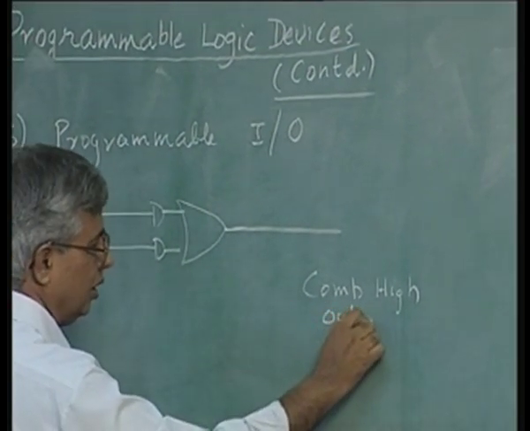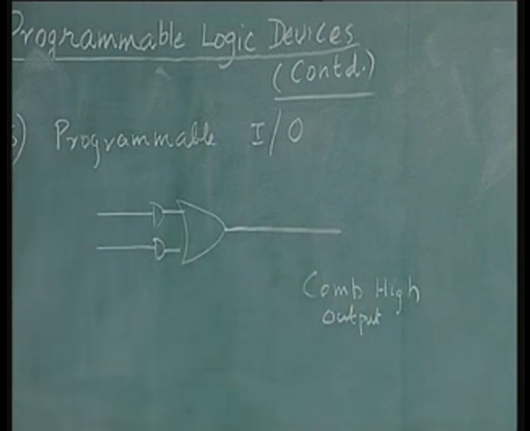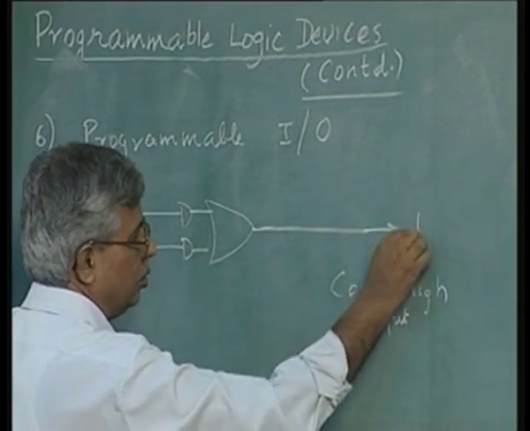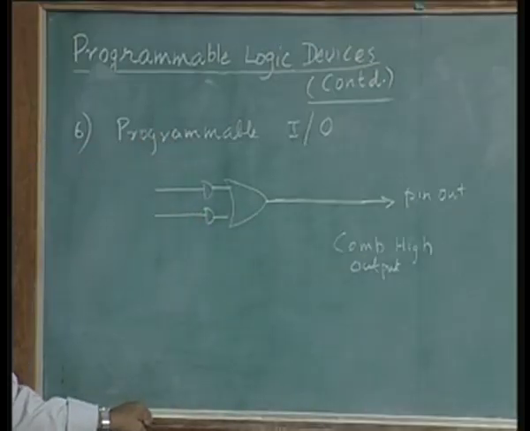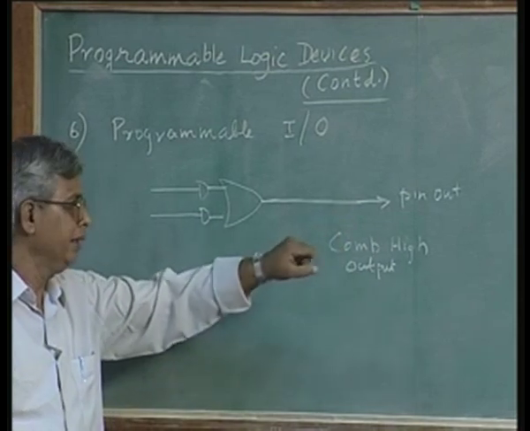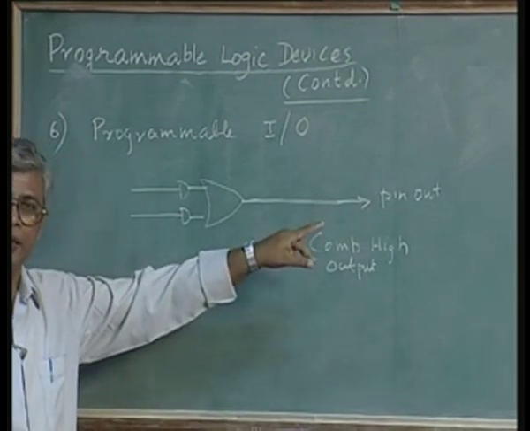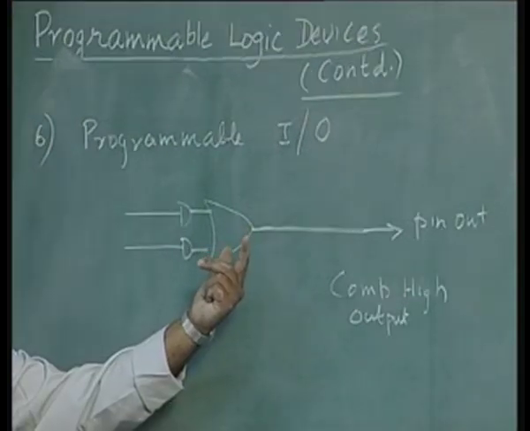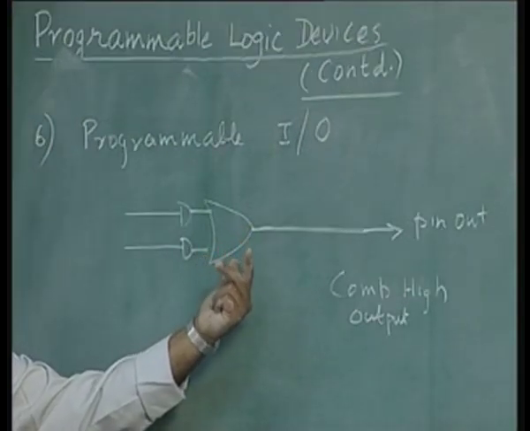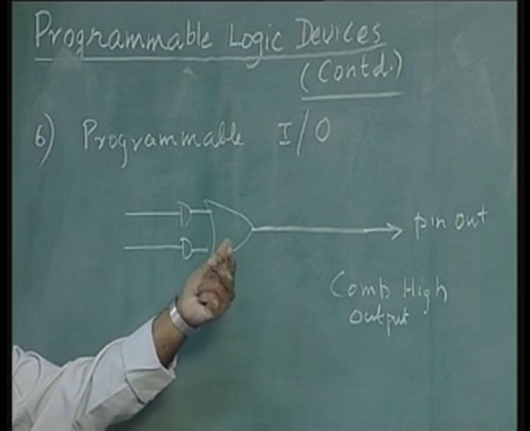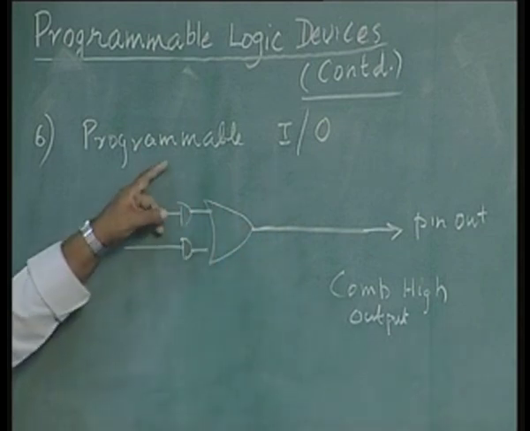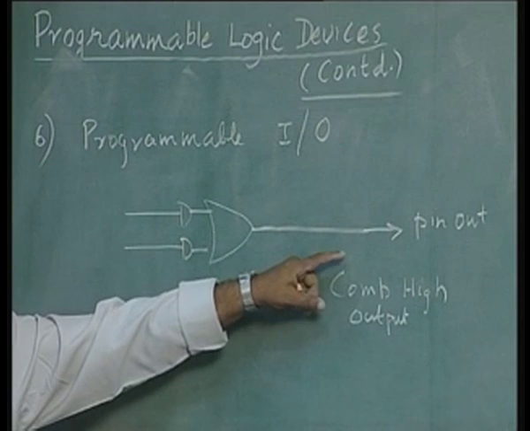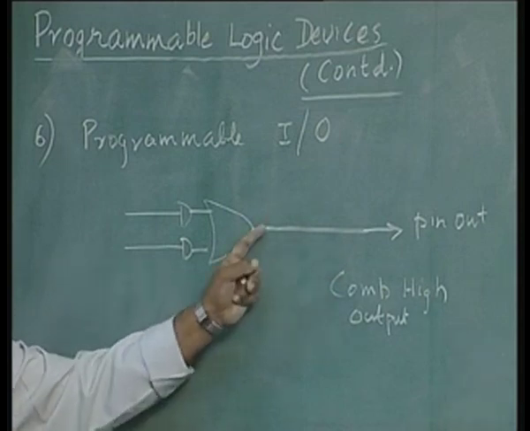Suppose I have too many such outputs, and I do not need some of them. What I can do is use this as a pin out to the external world. Suppose I have too many such functions and no use for them, but I am restricted by the number of inputs available in my device, and I would like to have extra pins for input and I cannot create them. What I can do is use this pin as an input instead of an output. That is what you mean by programmable input output. That means a pin or a connection can be programmed either as an input or an output.